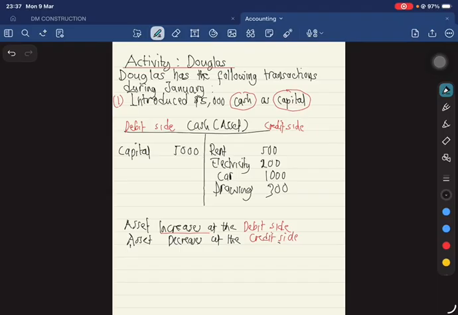And what do the accounting rules say about when an asset increases? It says an asset increases at the debit side. So cash, which is an asset, has increased. And when it increases, what do we do? We debit it. So we will debit the 2,100, and it increased due to sales.